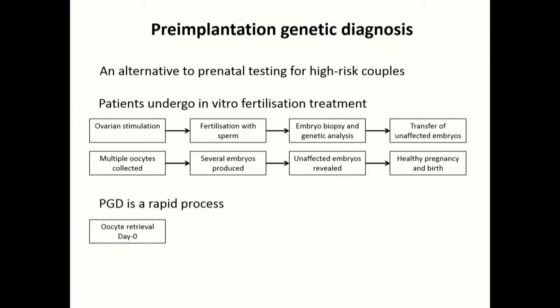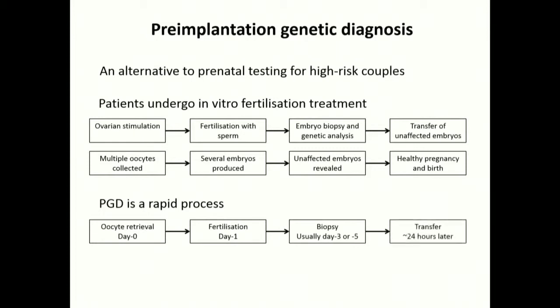Oocyte retrieval is usually referred to as day 0. Fertilization has happened by day 1, biopsy on day 3 or 5, and transfer usually about 24 hours later. So not only are we having to do a test often on a single cell, but we have to do it within about 24 hours. So it really does push some of the genetic technologies to their limits.